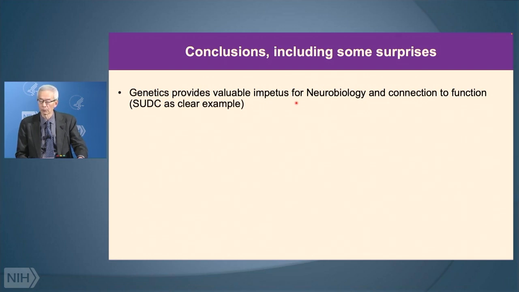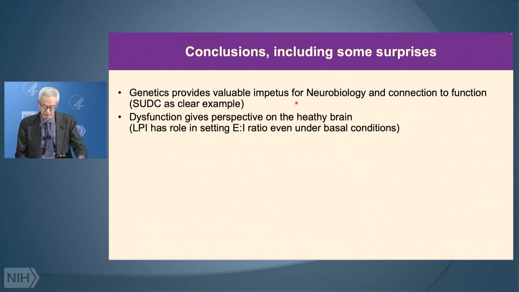We had no idea where to look. Genetics told us where to look. But when we look, we find that the function of proteins is drastically affected. Dysfunction gives perspective on the healthy brain. Even in the healthy brain, there's LPI. It's being made all the time as a result of the action of PLA2 and LPI-AT1. And it's important in setting the EI ratio even under basal conditions.